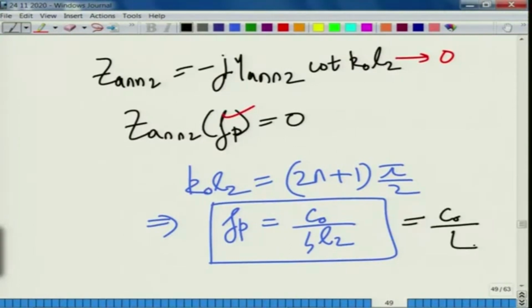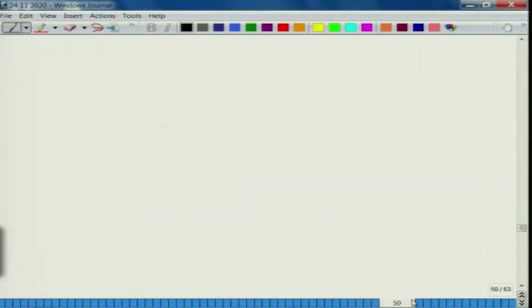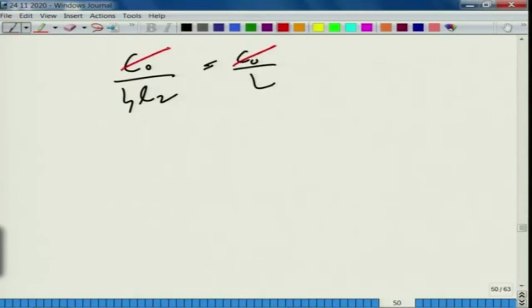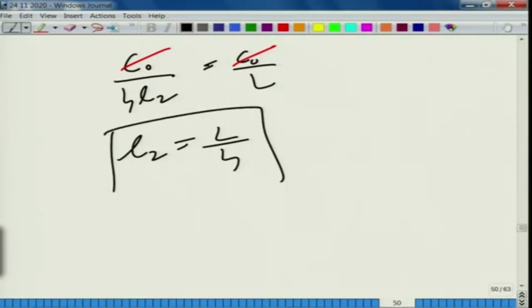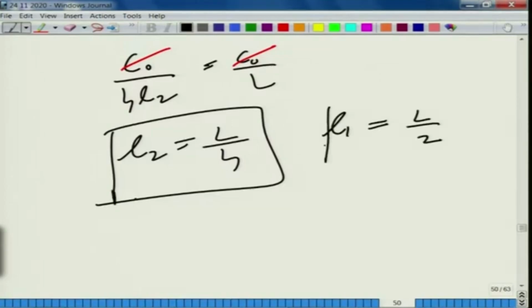All right. So, let's simplify these terms. You get C naught by 4 L2 is equal to C naught by L. These terms are cancelled, and what essentially we get is L2 is equal to L by 4. So, these then are the relations, is not it? We have two relations: L1 is equal to L by 2 and L2 is equal to L by 4.